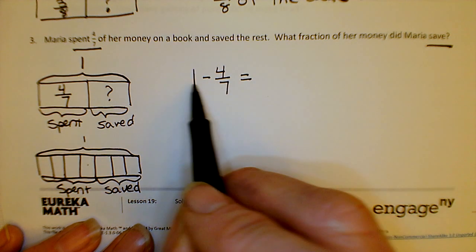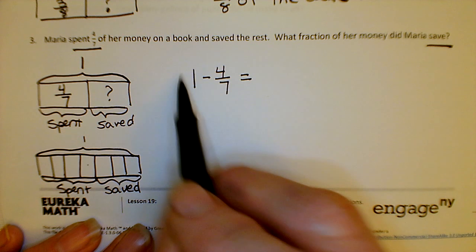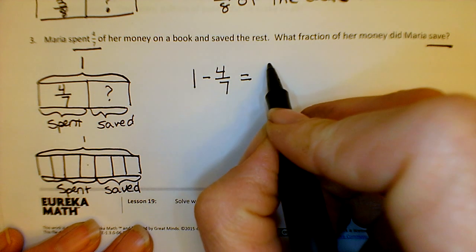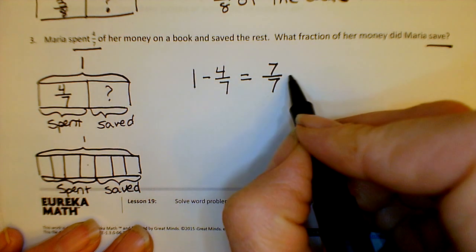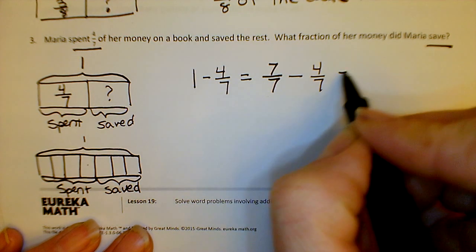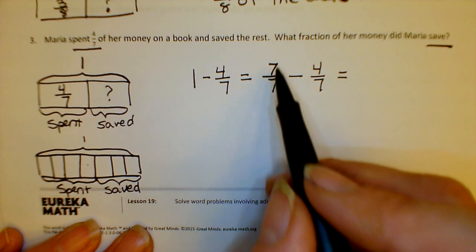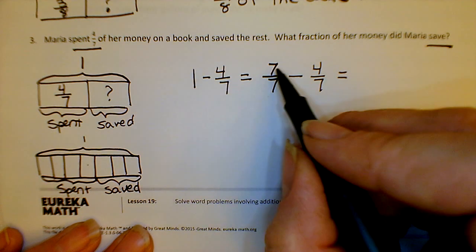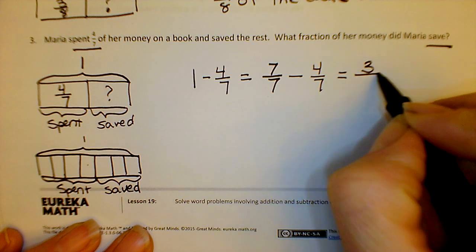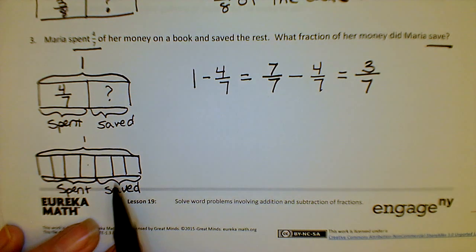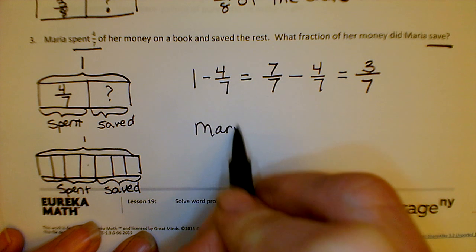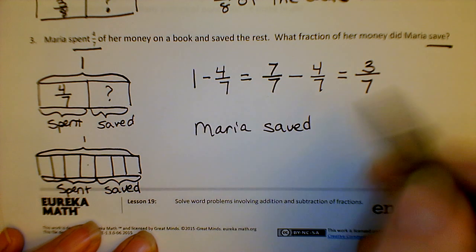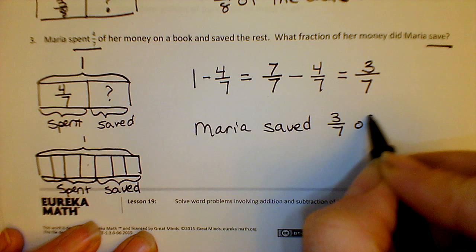Now, since I don't have a common unit here, I want to rename this whole as 7ths. And I'm going to have 7/7 because my numerator and denominator have to match to equal 1. So I have 7/7 minus 4/7. So since my pieces are the same size, I can just say I have 7 of those pieces minus 4 of those pieces. And when I have 7 pieces minus 4 pieces, that leaves me with 3 pieces. And again, you also saw that in our diagram down there. And now I have to write a nice little sentence to go along with it. So we can say Maria saved 3/7 of her money.